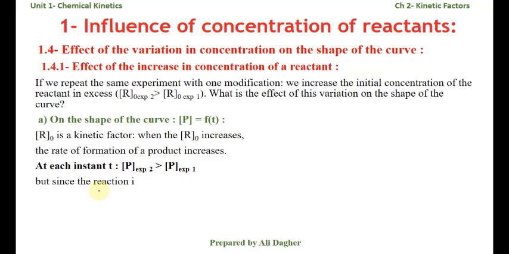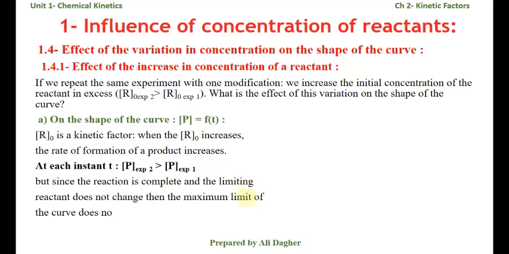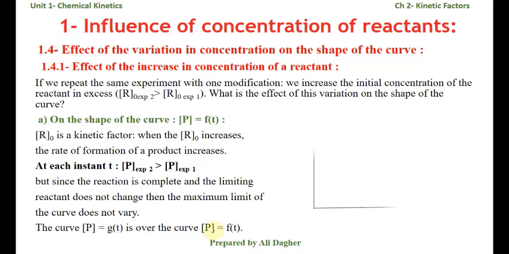But since the reaction is complete and the limiting reactant does not change, the maximum limit of this curve, which is the concentration of product at the end of the reaction, does not change. Then the two curves have the same maximum limit. Therefore, the new curve, concentration of product equal g(t), is over the curve concentration of product equal f(t). Graphically, on the graph, this is the curve concentration of product equal f(t).